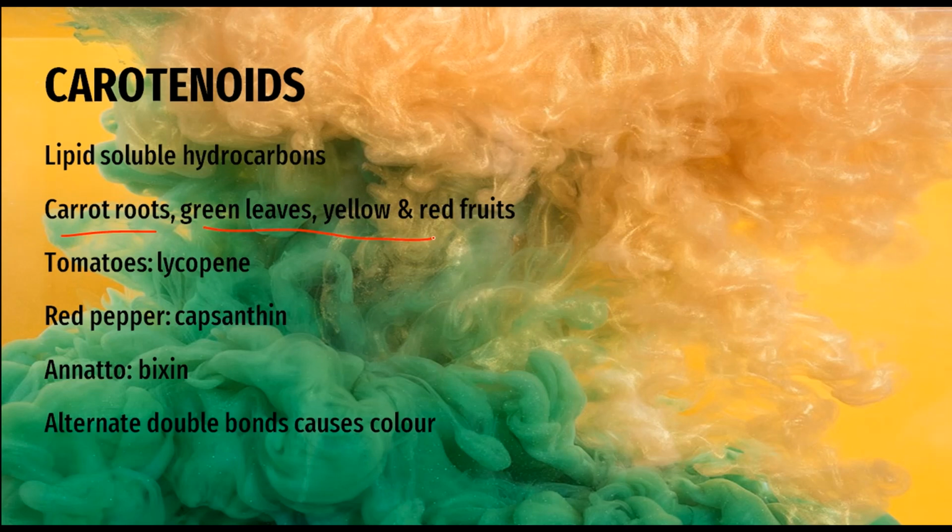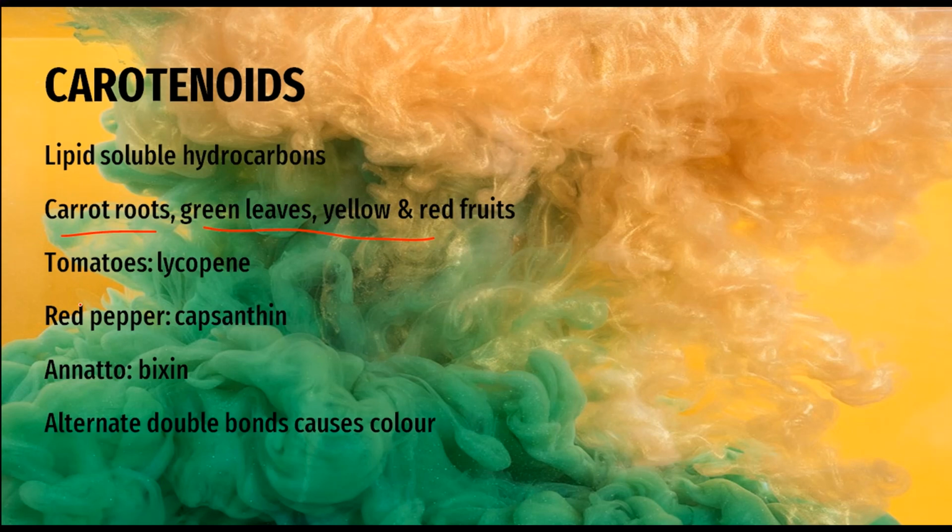For example, egg yolk and some fishes. The color is caused due to the carotenes. These are widely distributed in green leaves, lutein and neoxanthin as well. Some examples are here. First is tomatoes. In tomatoes, lycopene is present. In red pepper, capsanthin and capsorubin are present.